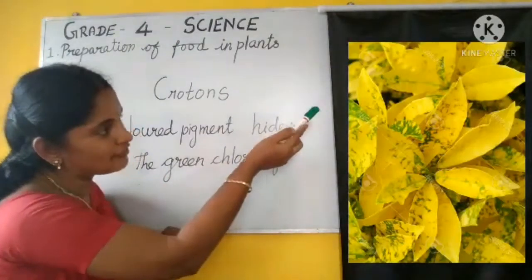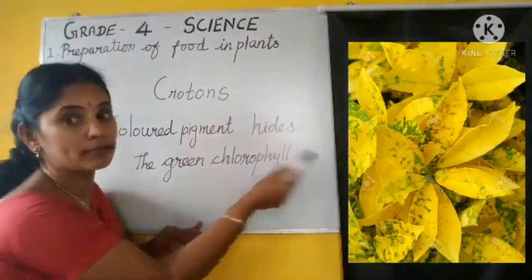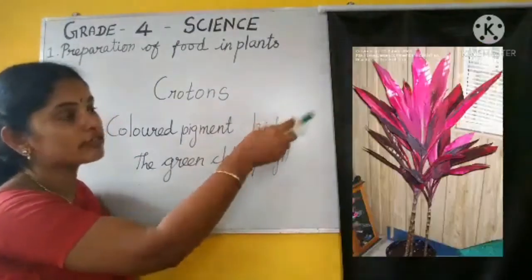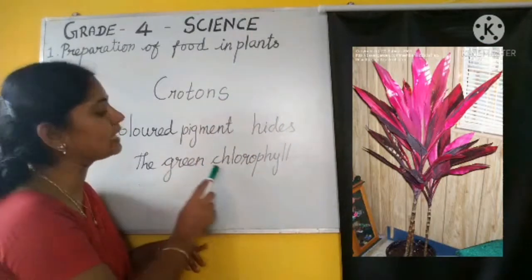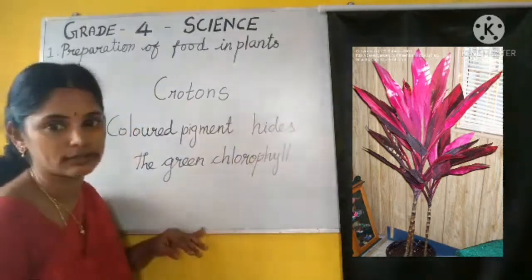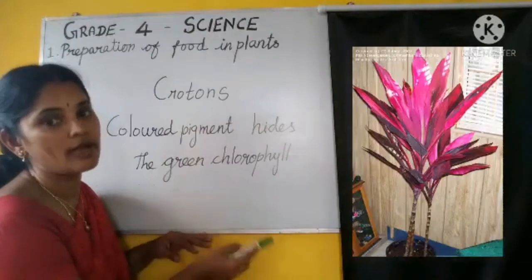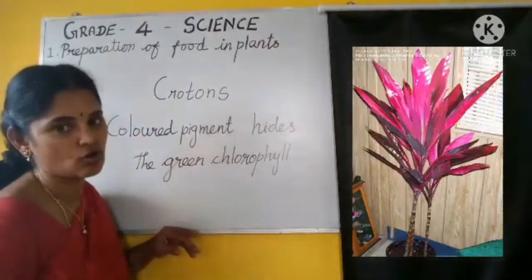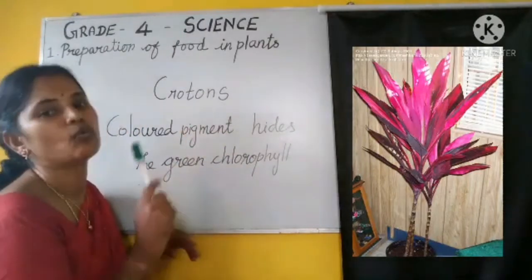In this yellow leaf, the yellow pigment is more. So under this yellow pigment, green chlorophyll is present in the leaf. In this pink leaf, the pink pigment is more. Under the pink pigment, the green chlorophyll pigment is also present. So it hides. The colored pigment hides the green chlorophyll. But green chlorophyll is present in the croton leaves also. So these plants are also able to prepare their own food.